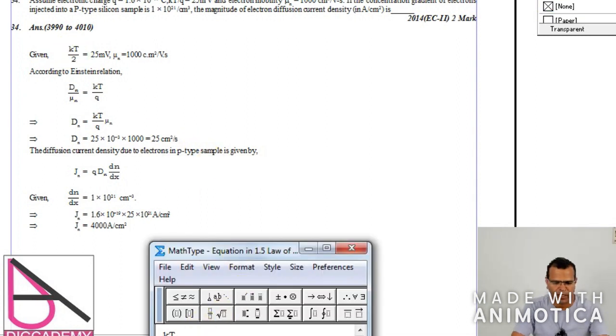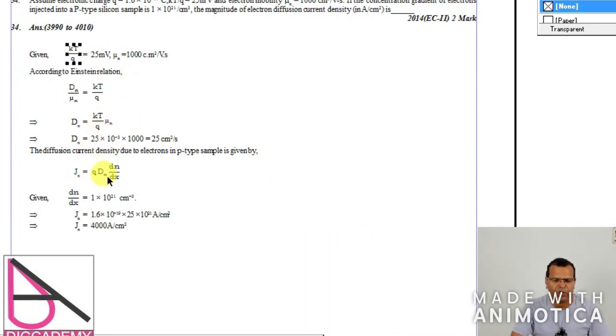So here, from this, what we get? We get Dn, and you put the relationship into this equation. Dn is obtained from here, Q is already given to you, dn by dx is already given to you. So by putting this relationship here, you get Jn.